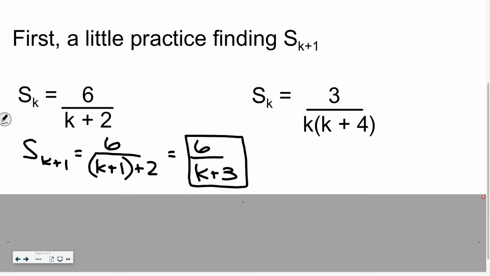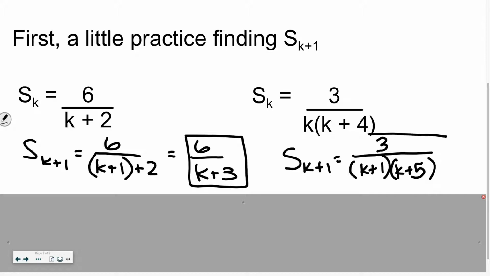I could do the same thing for my next example. One thing that changes in my next example is I've got more k's. Well, if I have more k's, that just means I have more places to plug in k plus 1, right? I don't have any k's in my numerator, so my numerator is going to remain 3. This first k, if I do S sub k plus 1, is going to turn into a k plus 1. And then I'm going to be multiplying that by k plus 1 plus 4, which is really k plus 5. And there's my S sub k plus 1.